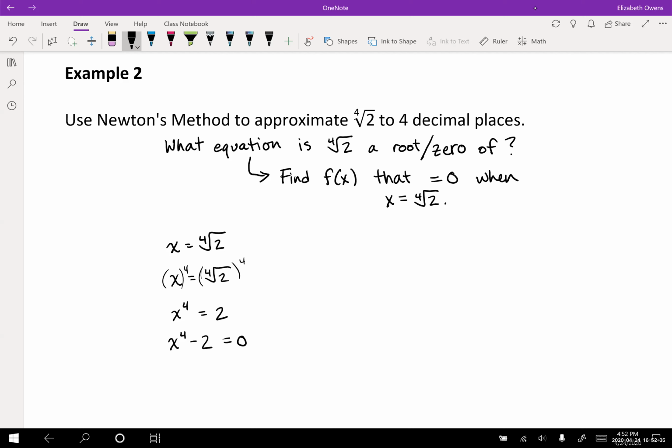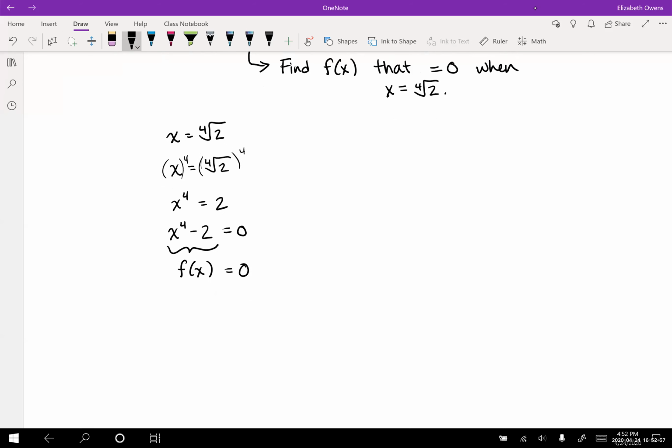So we actually just found our function. This, x to the fourth minus 2, is going to be the f of x that we want to use, because that's going to cause f of x to equal 0 when x equals the fourth root of 2. Boom. That is the function we're going to use. Take that over here. F of x equals x to the fourth minus 2.